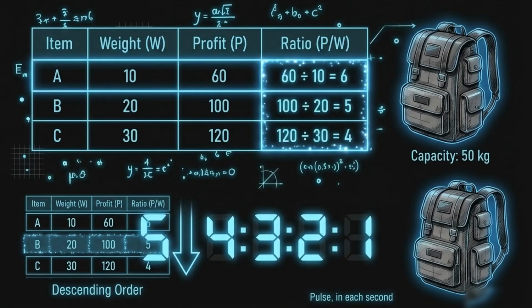We have a 50-kilogram capacity bag and items A, B, and C. Step 1. Divide profit by weight to calculate the profit-to-weight ratio, getting 6, 5, and 4. Step 2. Sort them. The highest ratio at the top dictates exactly how we pack. Take a moment to look at this sorted table. Can you calculate the absolute maximum before we do it together?